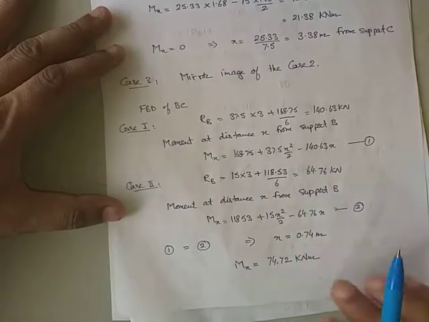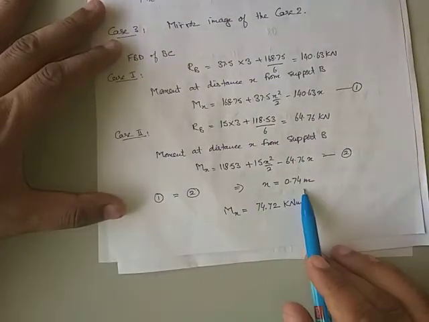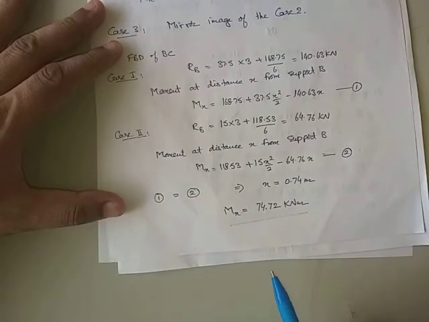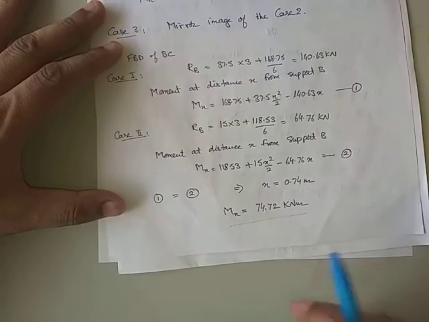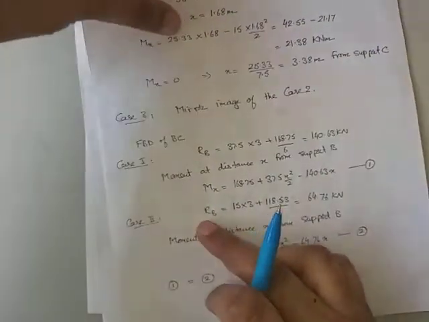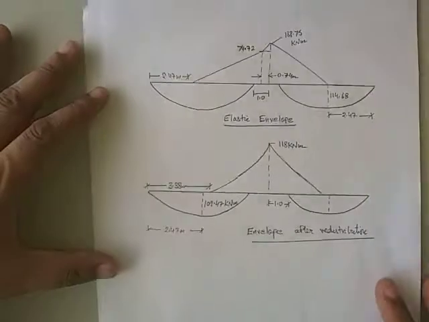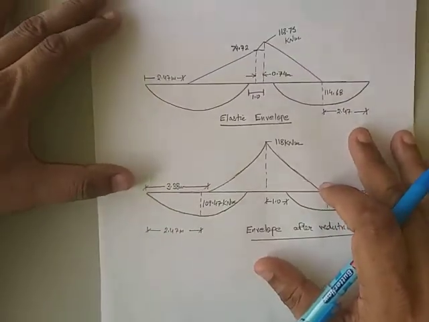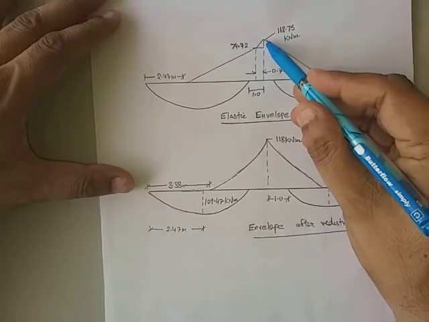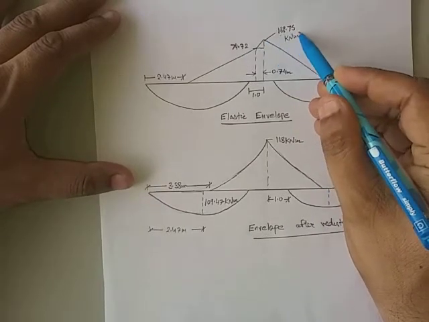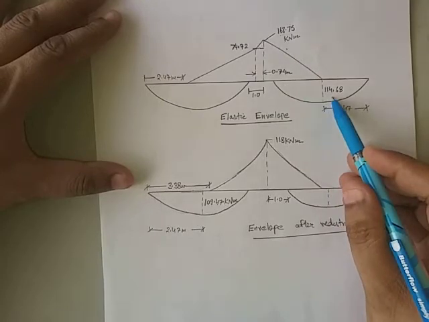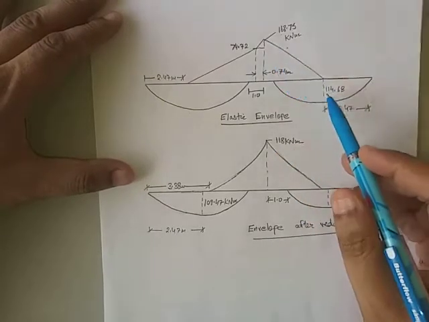So when you equate them, we get x equal to 0.74 meters and the maximum moment comes out to be 74.72 kilonewton meters. This is very clear in your bending moment diagram. So you see over here the elastic bending moment diagram. For this case, we have the maximum negative moment as 168.75 kilonewton meters and the difference was 114.68. So there is a lot of difference between the two.